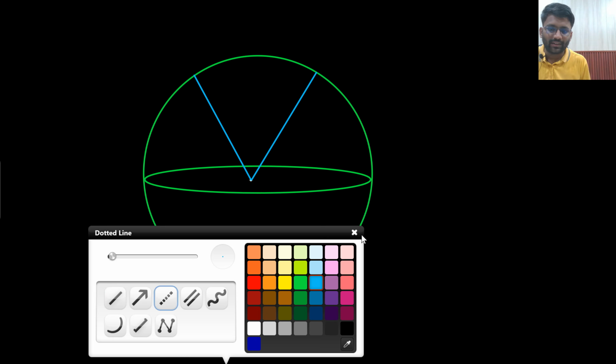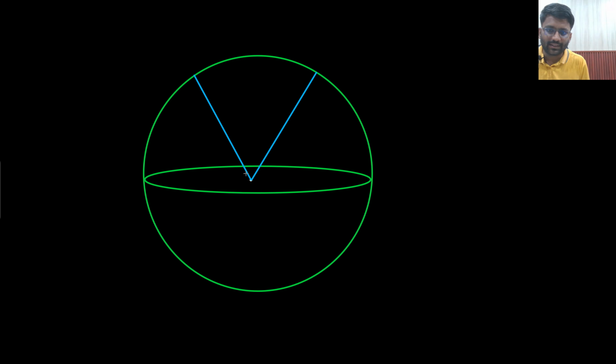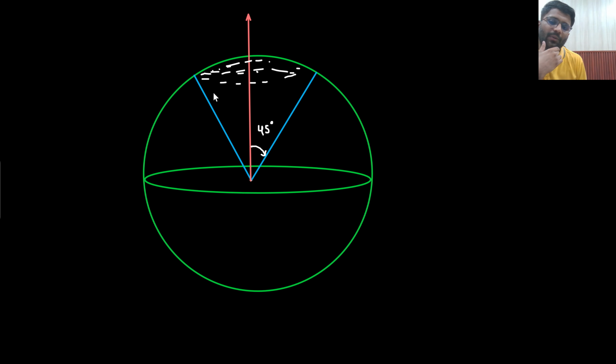I got to know one thing, that with respect to the z-axis, it is making an angle of 45 degrees here. I need to find out this much volume. This much of volume I am supposed to find out.